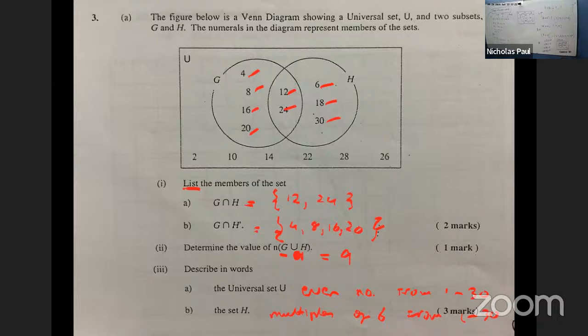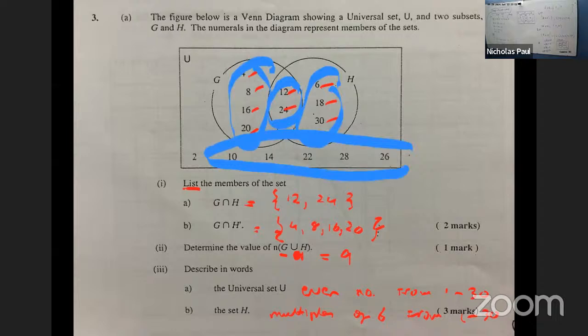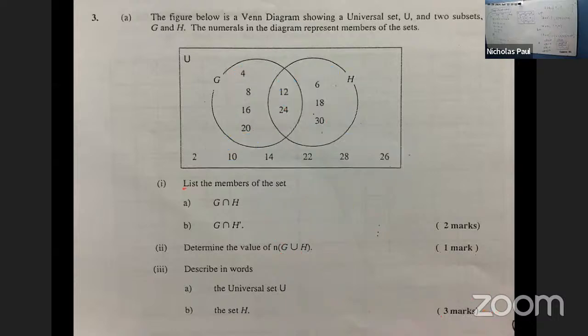Time for a hard one. I'm going to give you one with numbers now. Please remember that in the middle is the intersection. Here is G only, here is H only, and here is not in G or H. Remember that. So let's try this one here.